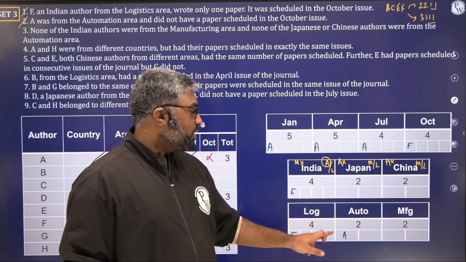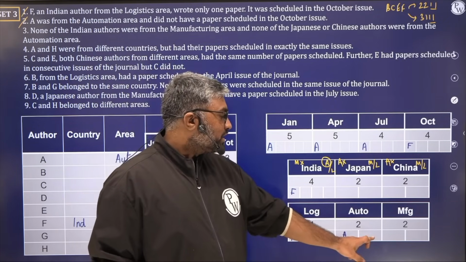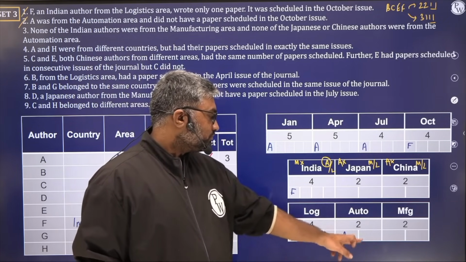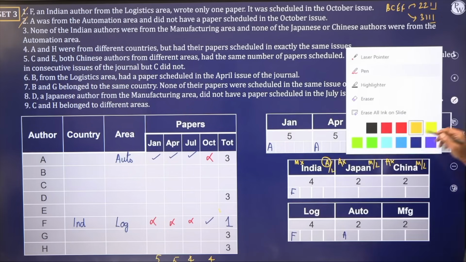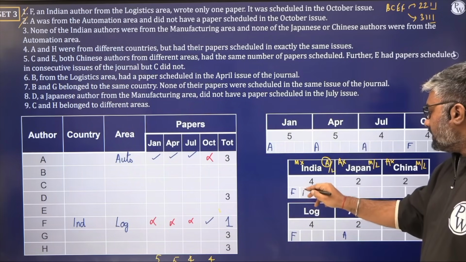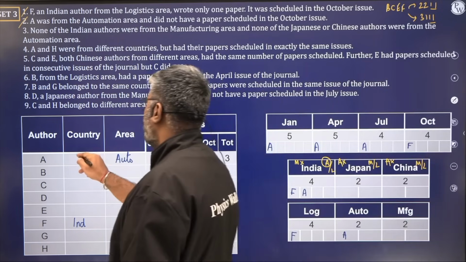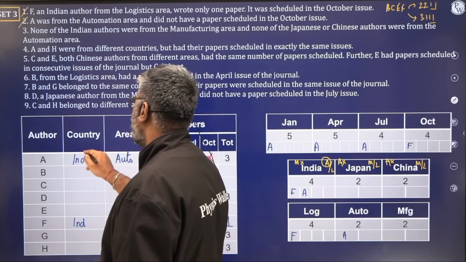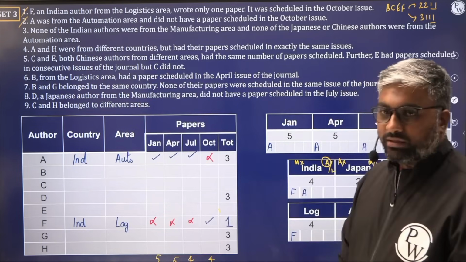Logistics, we have 4 people in total. Automation, we have just 2. Of these two, we already know one of them is A. So can I say A has to come here? A is an Indian because he is an automation author. So we figured that out also. So A is completely sorted. A and F completely sorted, right?